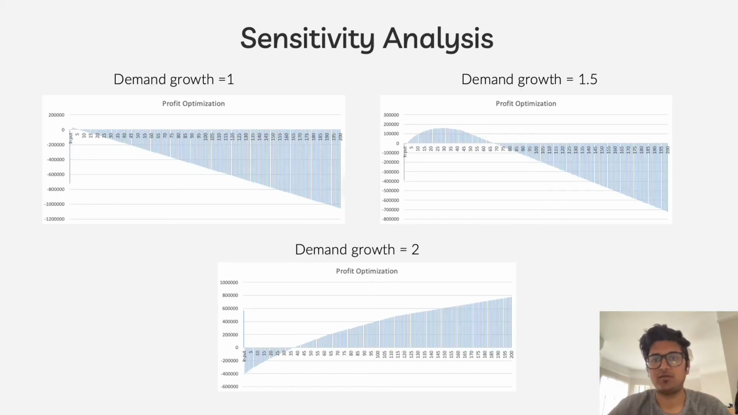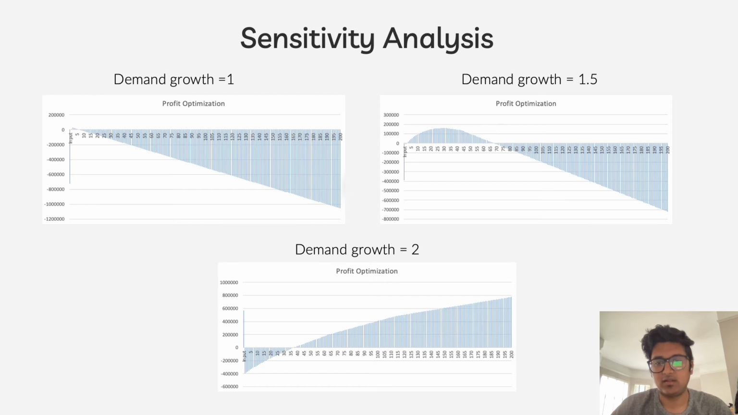We have done a bit of sensitivity analysis on the case. Though the Excel model is built for a demand growth of 1.64, it is important for us to consider other demand growth as well. If the demand growth is 1, then we can see that the profits are negative while increasing the number of servers. While considering the demand growth as 1.5, we can see that the profits would increase initially and then decline after adding more than 80 servers.